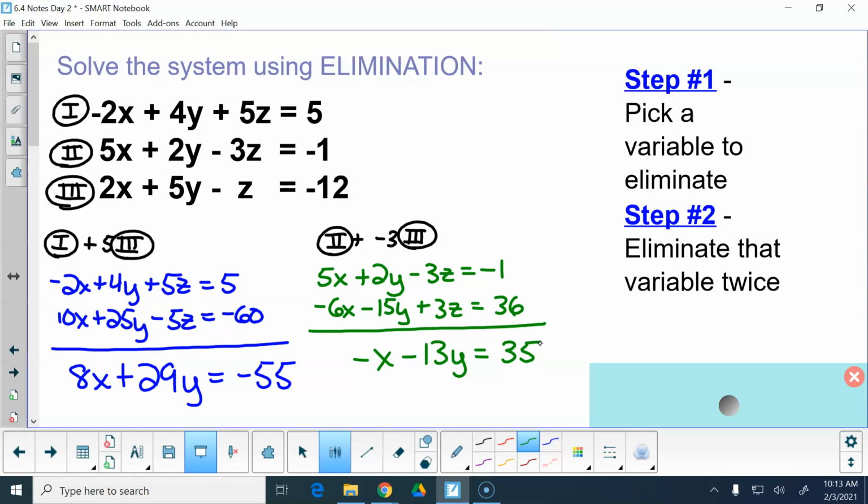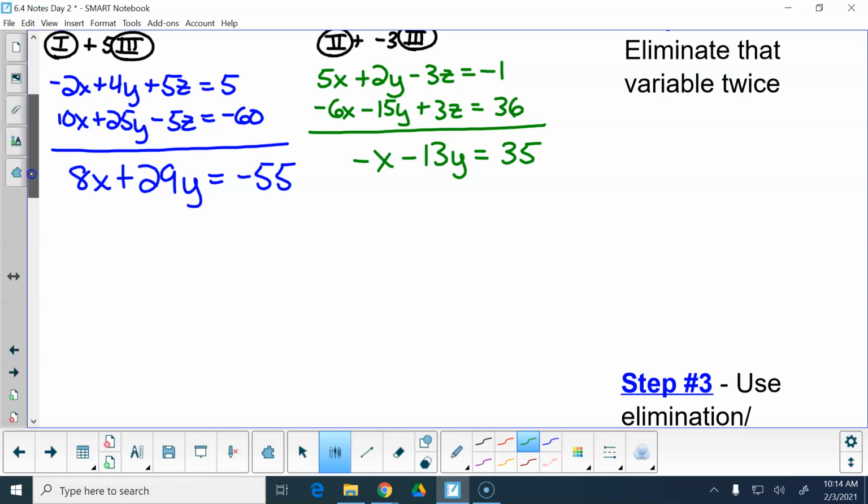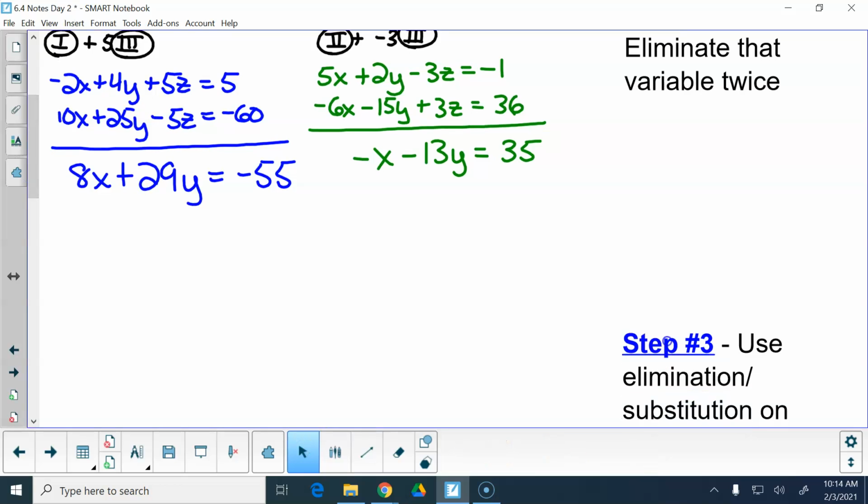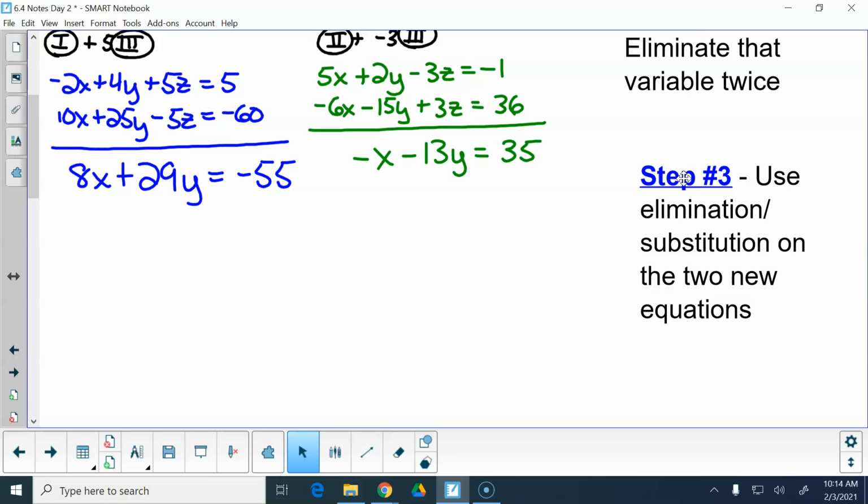Now, the steps become the same as before. So now, we've taken our 3 by 3 system of equations and narrowed it down to 2 equations with 2 of our variables. So what we can do from here is now we can use elimination or substitution on those 2 new equations, blue and green. Substitution or elimination is our choice. Anybody have a preference?